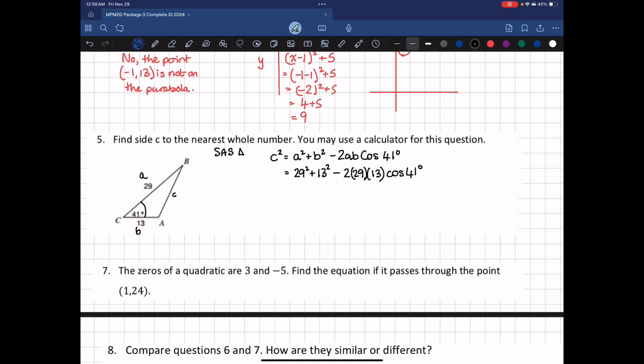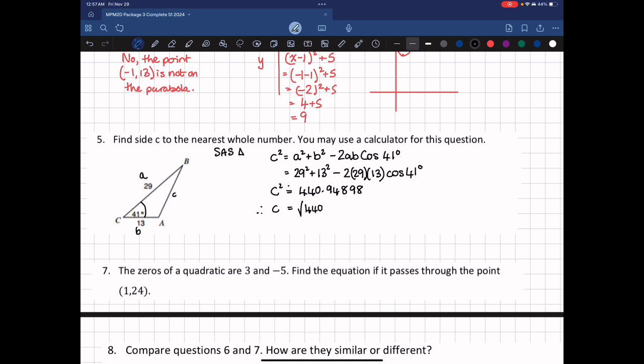Now put this in your calculator all at once. Please do not split it up, otherwise you are more likely to make a mistake. Times 13, whoops, I just made a mistake in my calculator, times 13 times cos of 41. And that gives you approximately 440.94898. And now we're going to square root that. So therefore, C equals the square root of that.